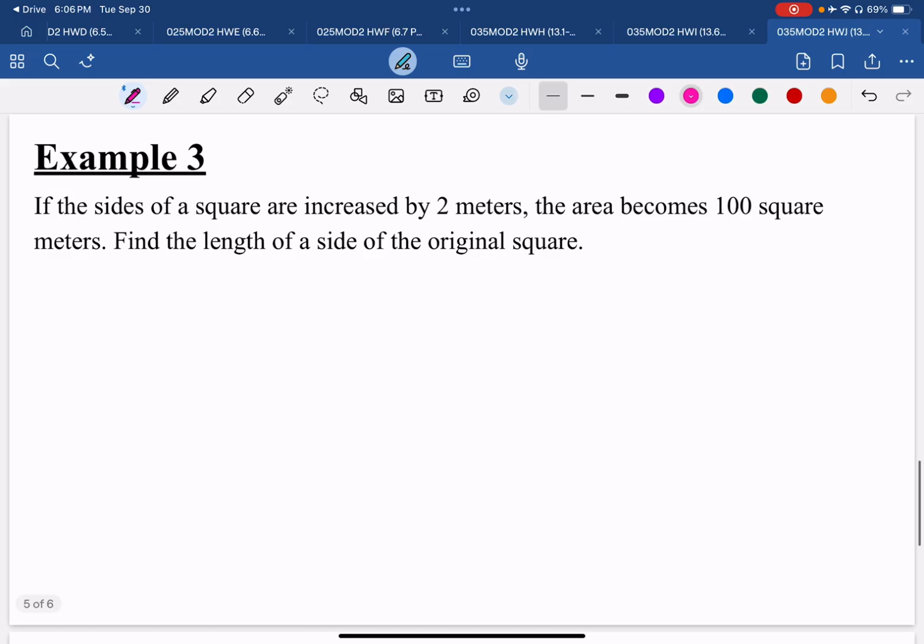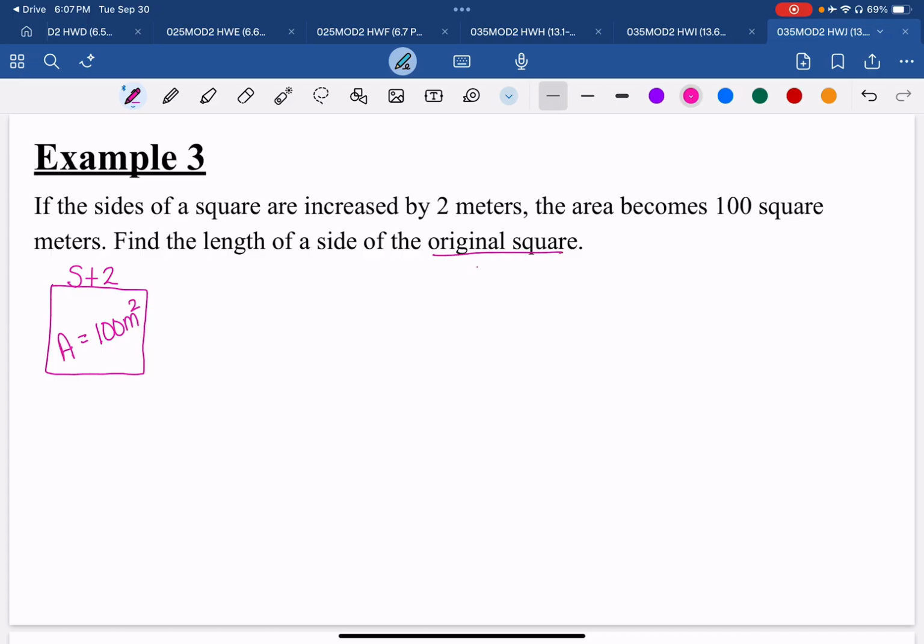Let's do another one. It says if the sides of a square are increased by 2 meters, the area becomes 100 square meters. Find the length of a side of the original square. So what this is saying is we've got a square. The sides are increased by 2, so the side is going to become 2 larger, so s plus 2. The area becomes 100 square meters. We want to find the length of the original square.